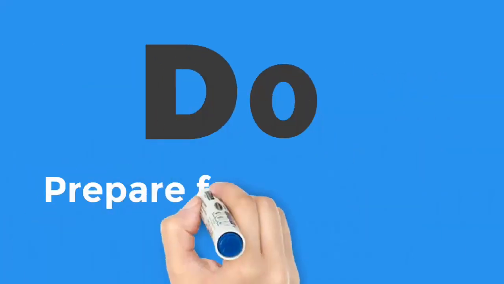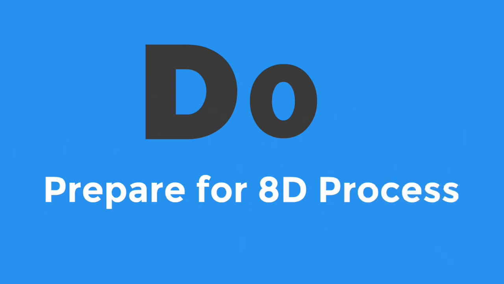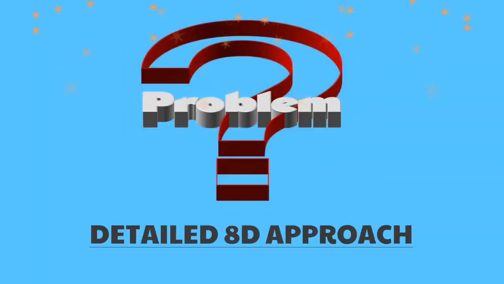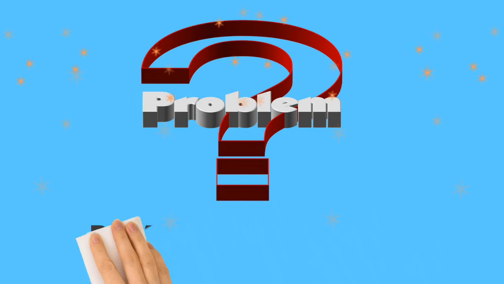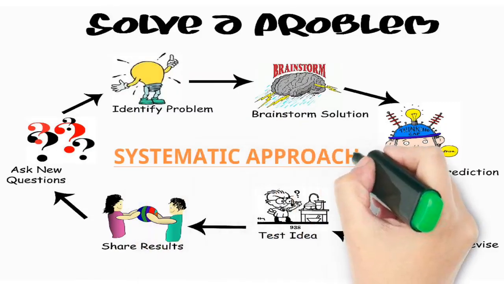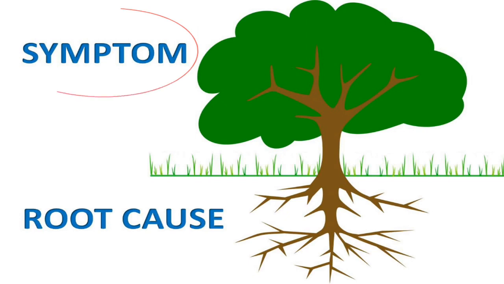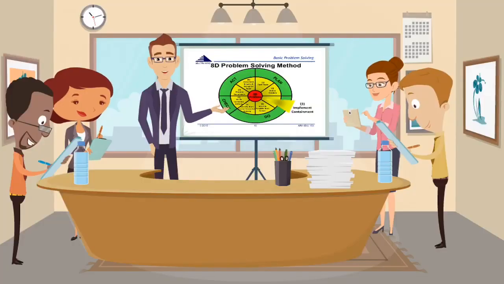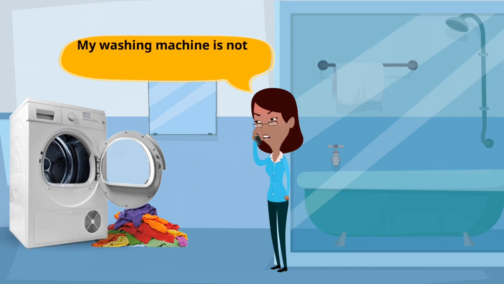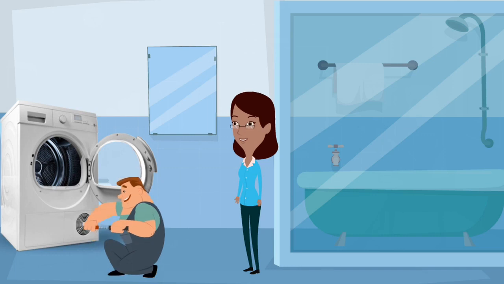Prepare for 8D process. Every problem may not need a very detailed 8D, but it requires a systematic approach. On the basis of symptom, decide whether 8D is needed. Customer is not really bothered whether we are doing detailed 8D or not. He just wants an immediate solution in case of a breakdown. If he gets his response, he is quite happy.